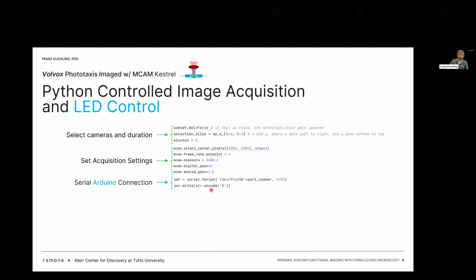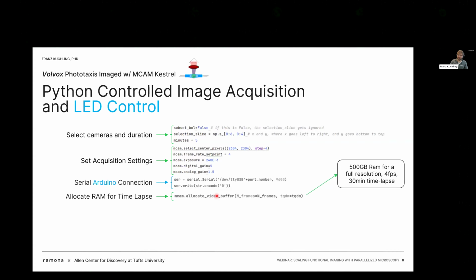You use a USB cable with Arduino, and we control the Arduinos. So we tell it to run the program, and then we do the actual acquisition. You do have to allocate the memory first. This is important because, imagine you have 24 cameras and you're doing this at high resolution.